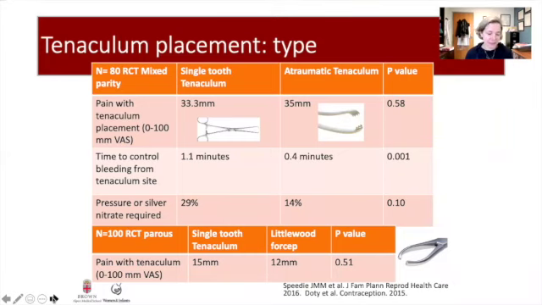One randomized controlled trial compared the standard single-tooth tenaculum to an atraumatic tenaculum prior to IUD insertion in a trial out of New York City. No difference in pain was perceived, but they did find, not surprisingly, that the time to control bleeding from the tenaculum site took longer with the single-tooth tenaculum compared to an atraumatic tenaculum. Another study from England had similar findings using another type of atraumatic tenaculum called a Littlewood forceps.